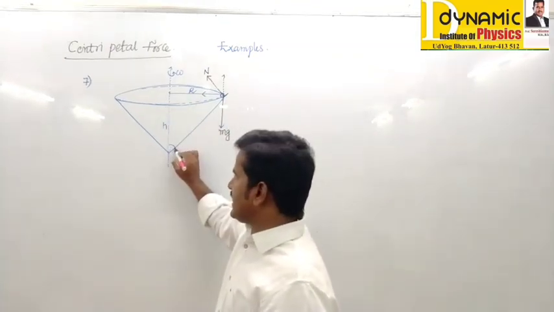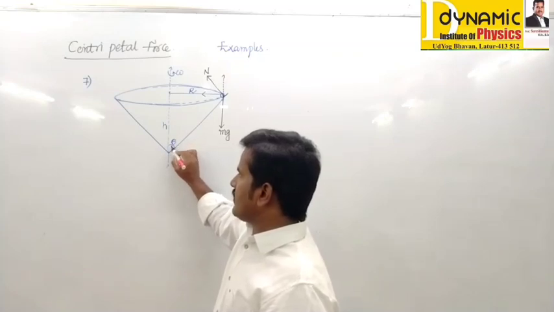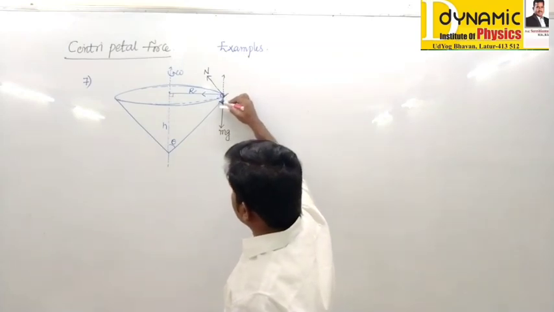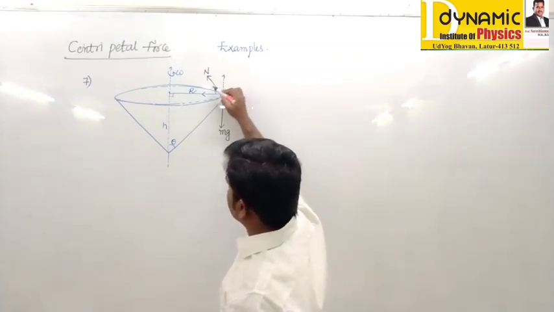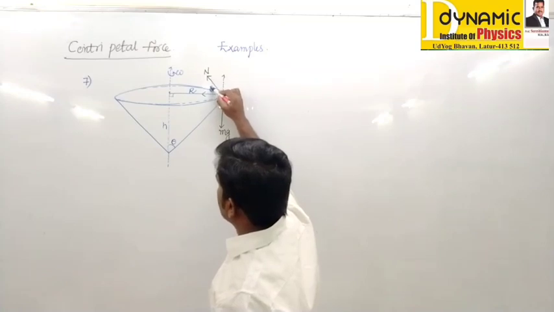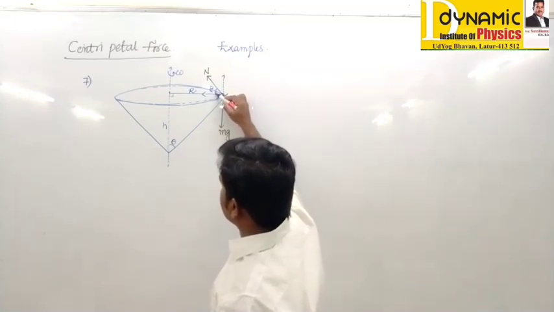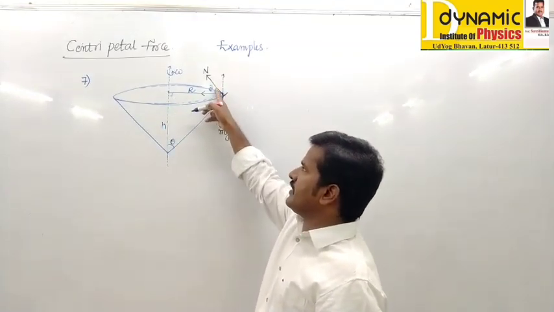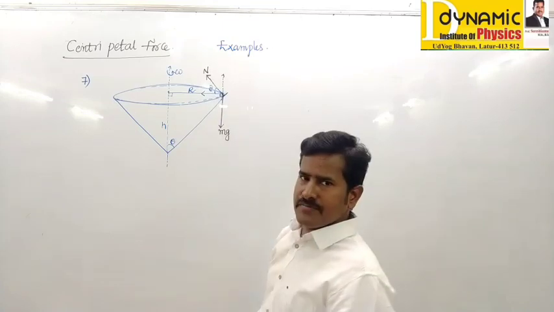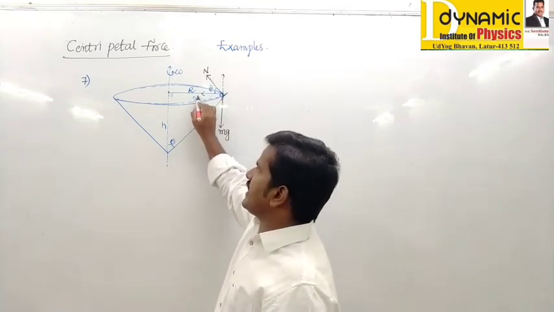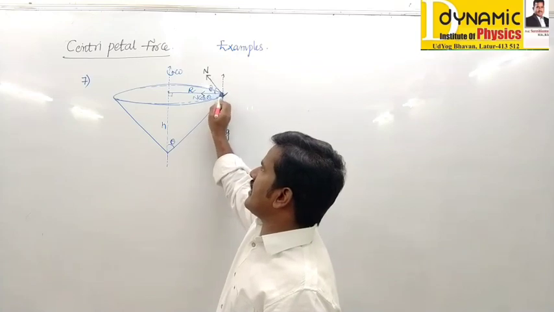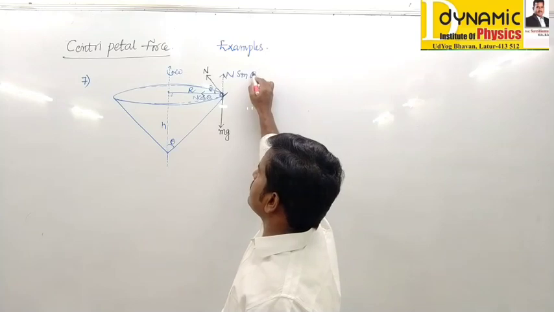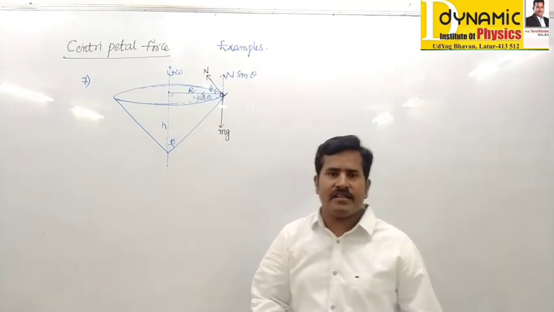So this angle is theta. Here this is 90, this is 90 minus theta, then the upper angle is theta. So one component is n cos theta, and the remaining component is n sin theta.